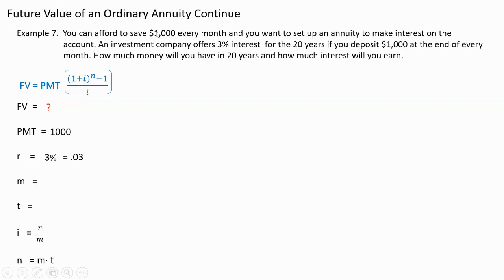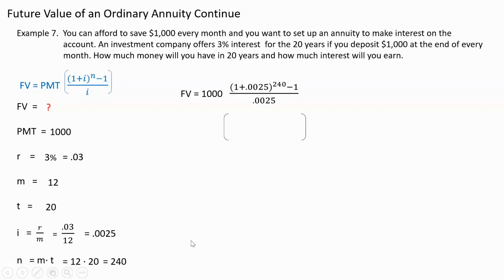The N is compounded every month, that you put in every month. So it's going to be 12. The time is going to be 20. Now the I is going to be the R divided by N, which is 0.03 divided by 12, which will give us 0.0025. That'll be the value for I. The n will be N times T, which will be 12 times 20, which will be 240. So let's put everything in the calculator.